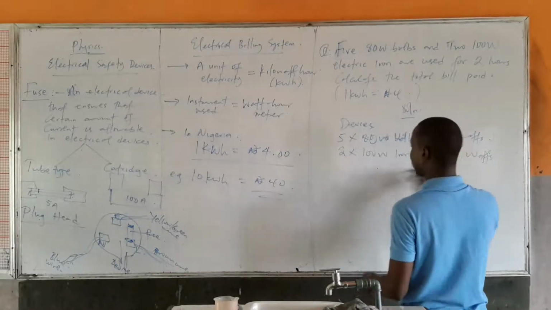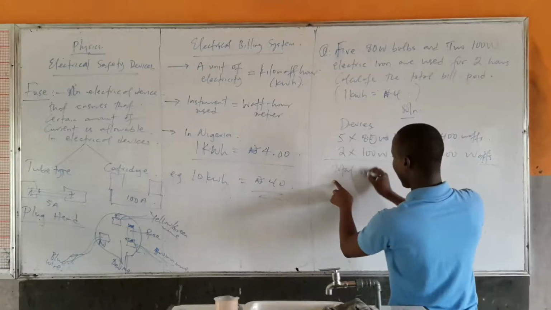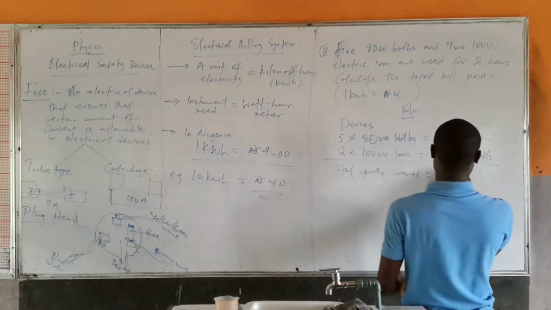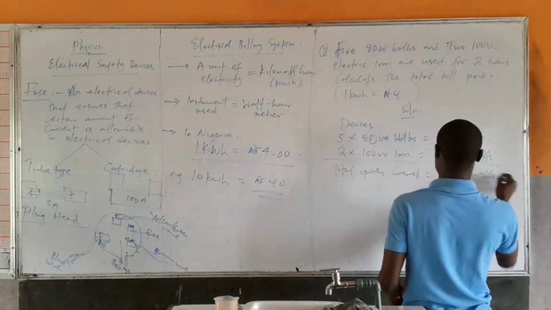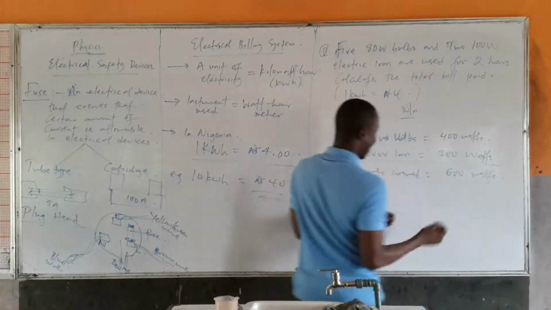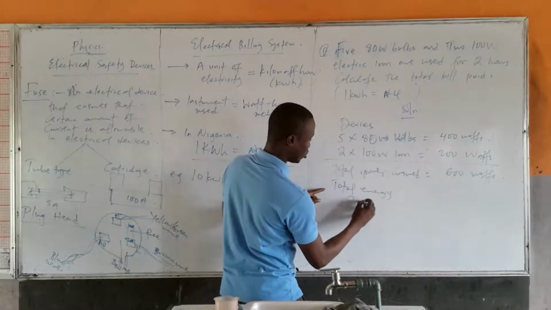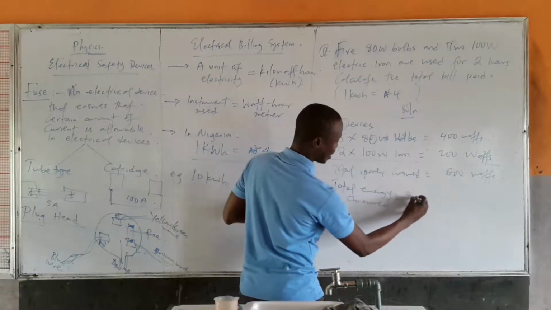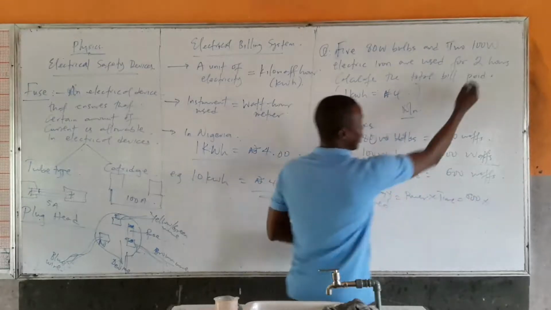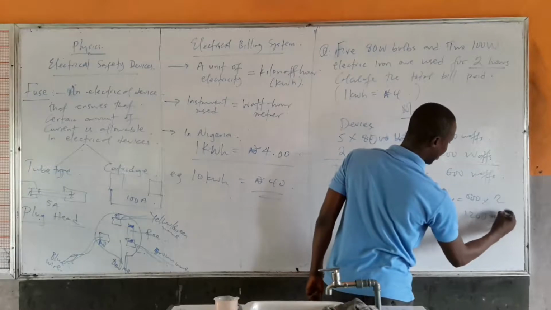So the total power consumed will be 600 watts. So what will be the total energy? Remember, to get energy, you always multiply the power by time. So total energy consumed is power times time, and that's 600 times the 2 hours. So we have 1,200 watt hour.